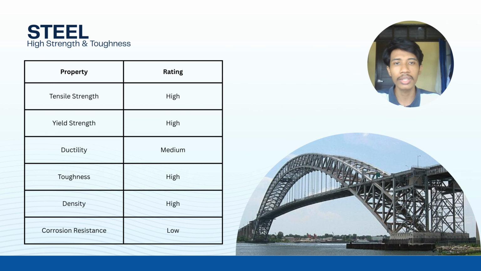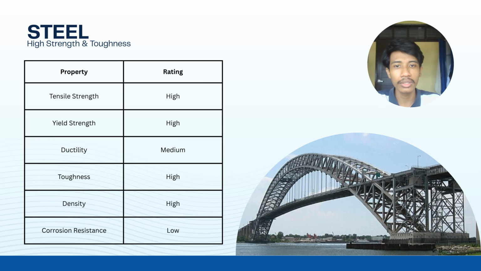Today, I will be discussing steel, which is a material known for its high strength and toughness. As shown in this table, steel has high tensile strength and high toughness, making it ideal for load-bearing structures. Its ductility is medium, allowing it to bend before breaking, providing a warning sign of failure. However, steel has high density, making it heavy, and low corrosion resistance, requiring protective coating against rust.